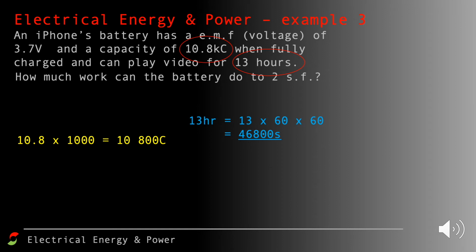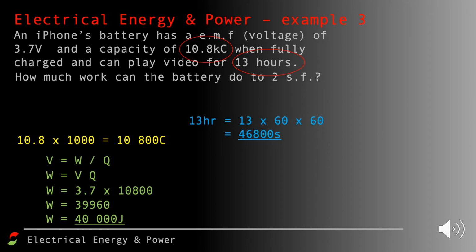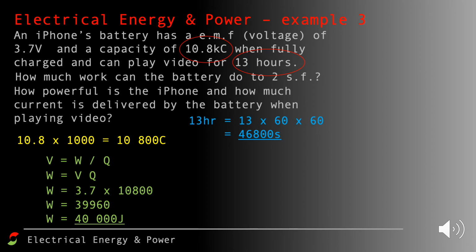So the question, what were we asking? How much work can the battery do? So we've got the definition of the volt is work done per unit charge. That means work is voltage times charge, or potential difference times charge. And now I can put in my 3.7 times 10,800, which gives me 39,960, but it's to two significant figures. So we've got 40,000 joules of work that our battery can do. Job done for that. Next part.